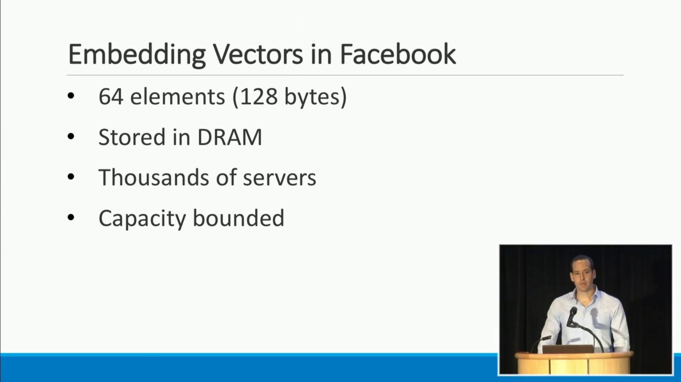Let's talk more specifically about the embedding vectors in our workload from Facebook. The embedding vectors in Facebook are actually much larger, and they can contain 64 elements or 128 bytes. They are stored in DRAM for performance. And in Facebook, there are thousands of servers that are only dedicated to storing and loading these embedding vectors in DRAM. And these servers are DRAM capacity bounded.